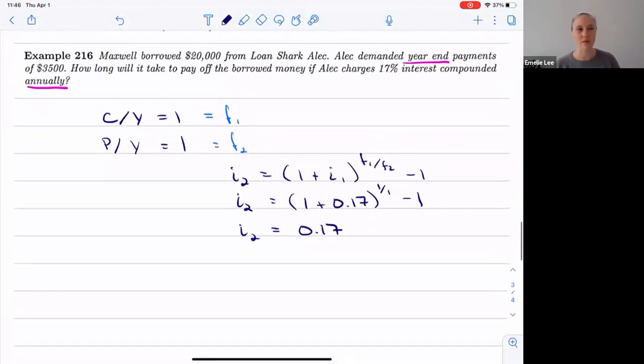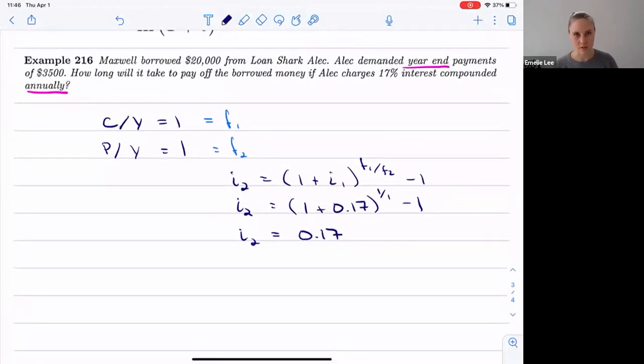That's not always going to be the case, right? So I need you to keep an eye out for that. Always calculate I2 first, even when it seems silly. You don't have to show the calculation. If you feel comfortable saying, oh, I1 equals I2, which is 0.17, that's fine. But just go through the motions if you're not feeling comfortable yet.